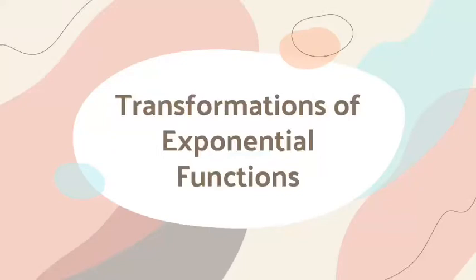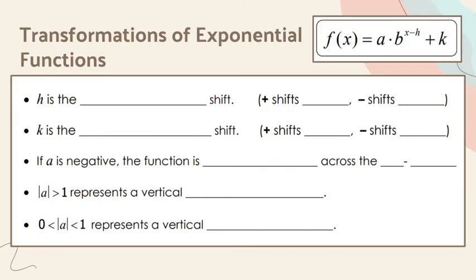Today's video is going to talk about transformations of exponential functions. When we talked about the original parent function of an exponential function, it was b to the x power. So that's this section of this big long equation. Everything outside of that b to the x power is a transformation of that parent function.